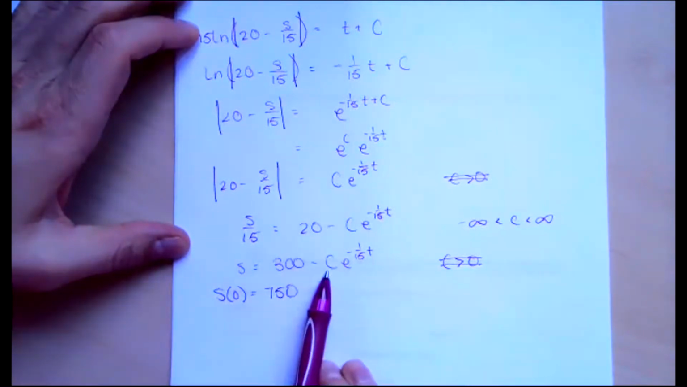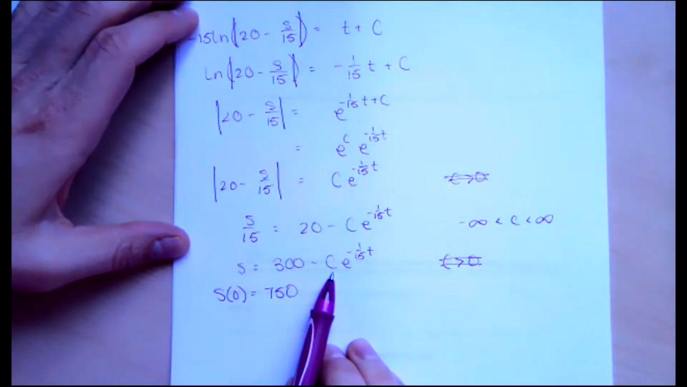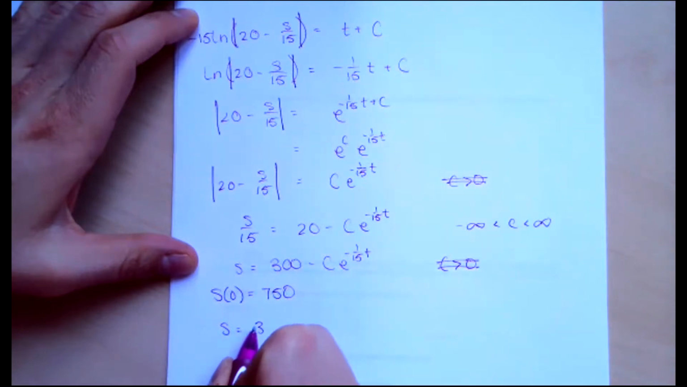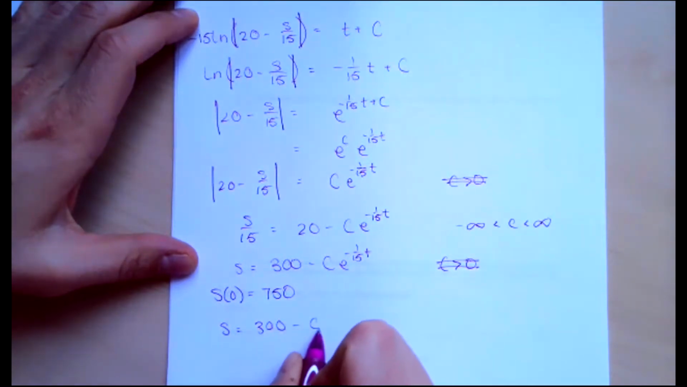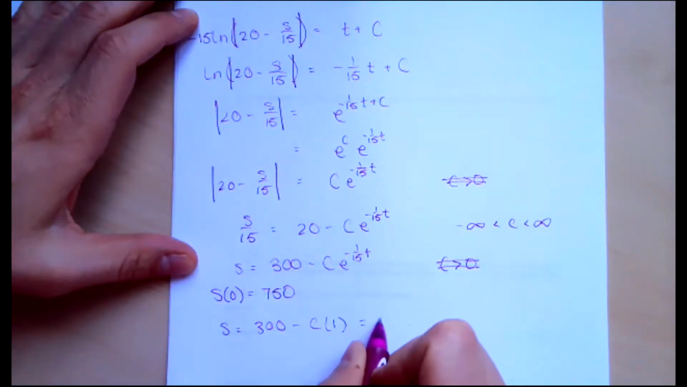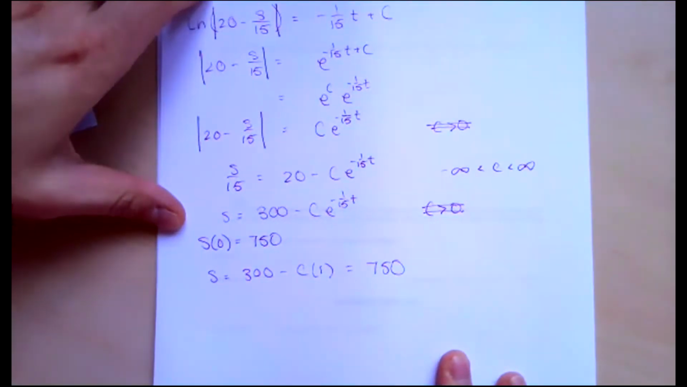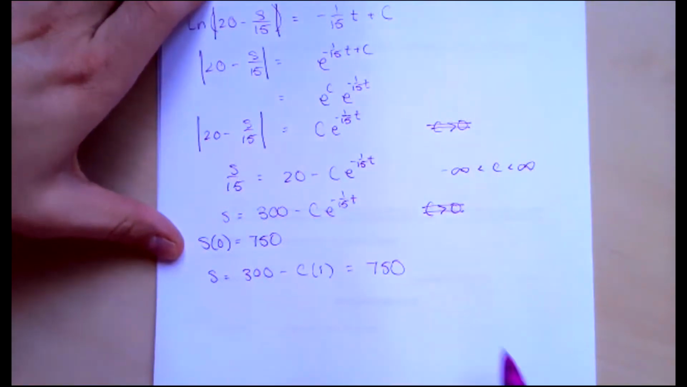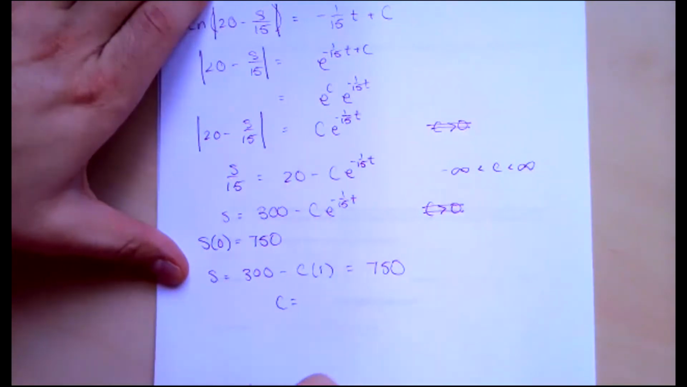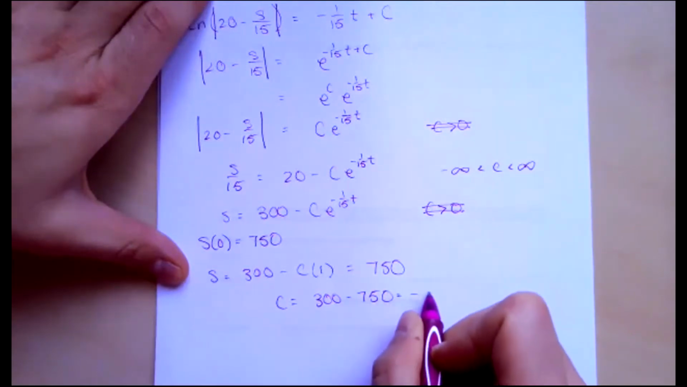Okay, so now that we've allowed our C to be positive or negative, we can actually solve for that C. And we'll probably end up finding that it is negative. So how do we solve for that? Our S of 0, we plug in 0 for T. E to the 0 gives me a 1. And I should have initially 750 grams of salt. So my C is going to be 300 minus 750, which is negative 450.